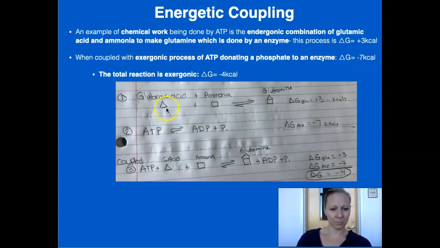The glutamic acid is the triangle, and the ammonia is the square. When we put them together, that's glutamine. To build glutamine, if your body needs to build a glutamine, it's going to take 3 kilocalories to do it. And ATP is going to donate its phosphate group, which is going to release negative 7 kilocalories. And so that covers the process. These are our coupled reactions. These two, 1, 2, become coupled, and these coupled reactions give us a delta G of negative 4. And so therefore the process remains spontaneous.